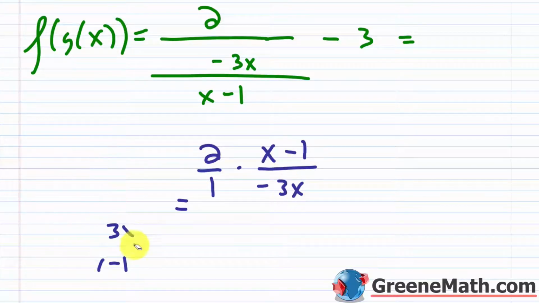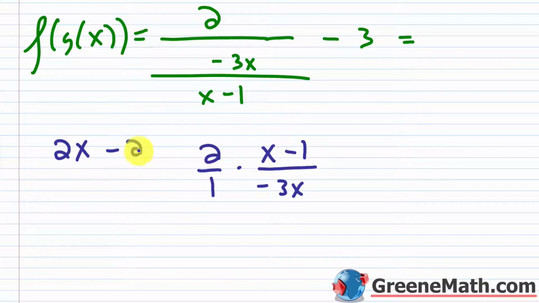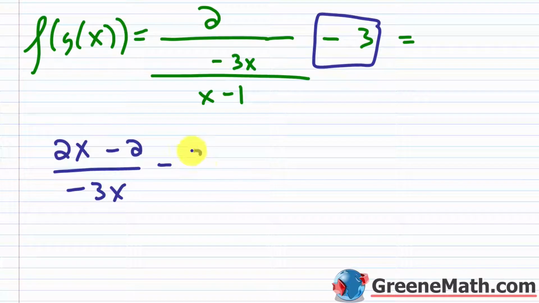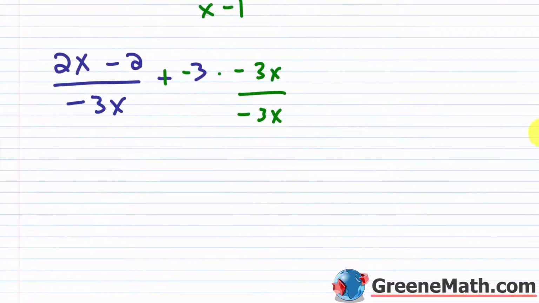Okay, so now that we know that, let's go ahead and multiply 2 times x, that's 2x. And then 2 times -1 is -2, and this is over -3x. Now, I have this -3 over here that I have to deal with. I want to get a common denominator going. So what I'm going to do is multiply this by -3x over -3x. And again, to not make a sign mistake, I'm going to put plus negative here. Really easy to make a sign mistake and blow the whole thing.